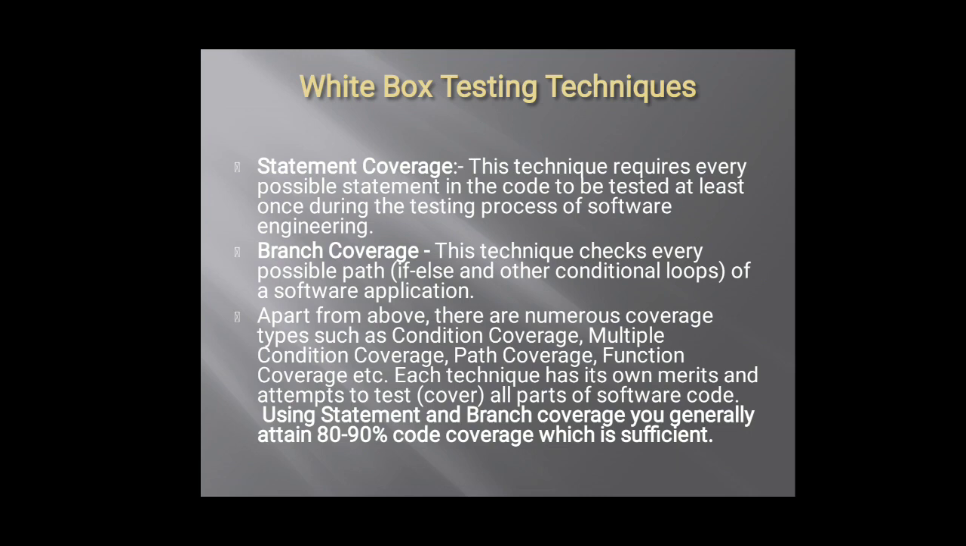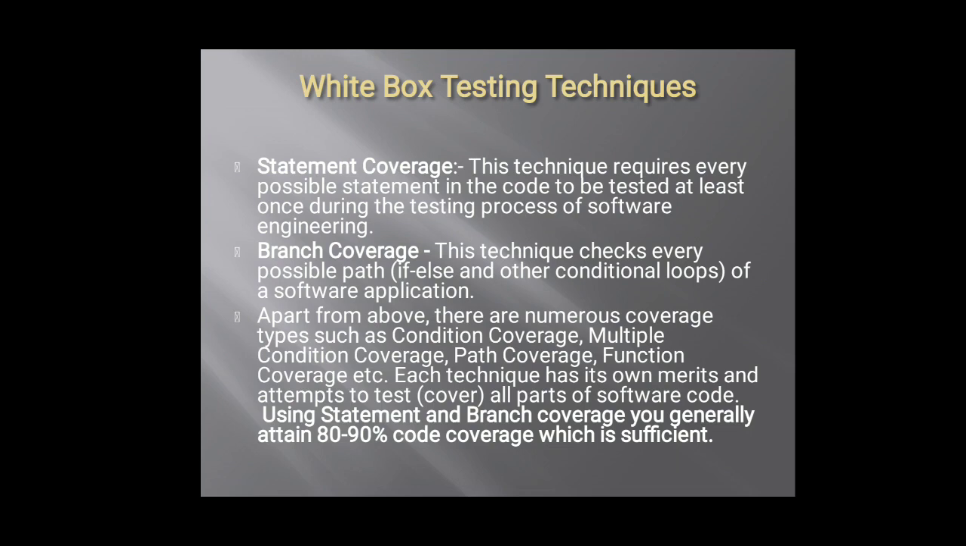This technique checks every possible path, that is if, else and other conditional loops, for a software application. Different types of looping conditions will be put on that particular code so that we can check whether the expected outputs are found or not. That is called branch coverage. Apart from statement coverage and branch coverage, there are numerous coverage types such as condition coverage, multiple condition coverage, path coverage, function coverage. Each technique has its own merits and attempts to test. So different methods will have different priorities to check the test cases.